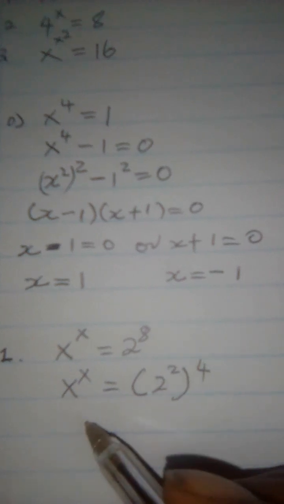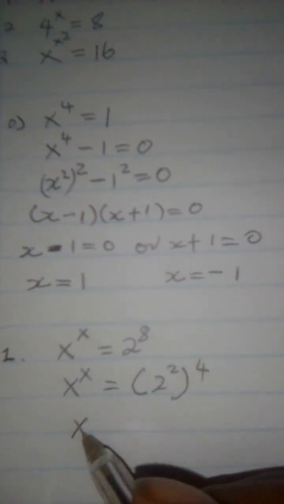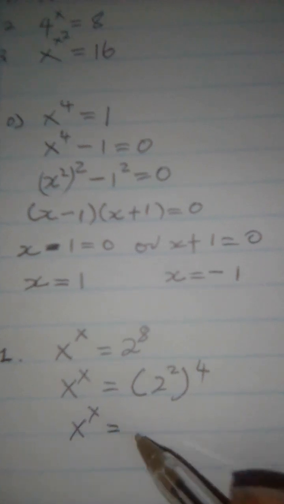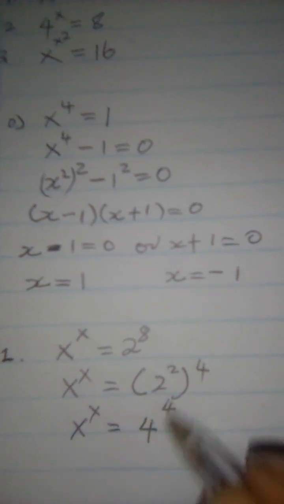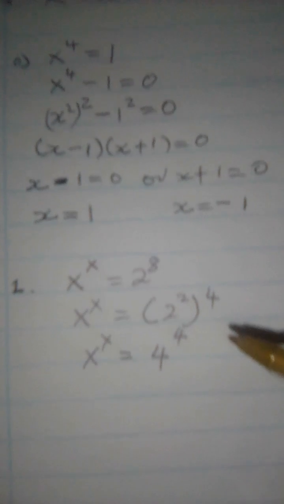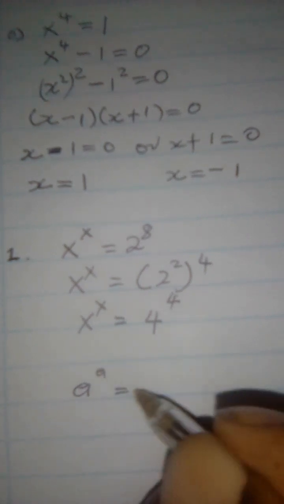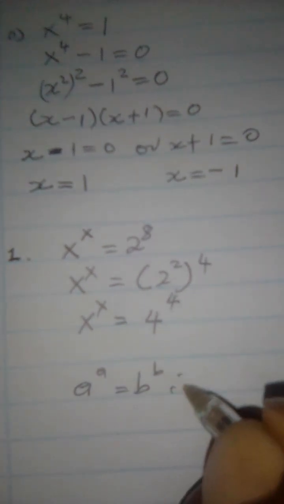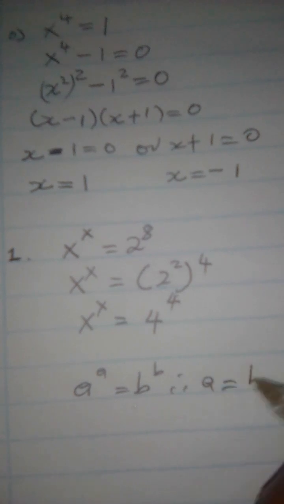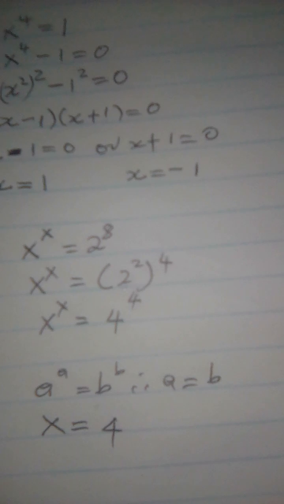The next step, x raised to x is equals to 4 raised to 4. So anytime when I have a raised to a, which is equal to b raised to b, therefore a equal to b. In this case, our x is equals to 4. So that's my solution for number 1.